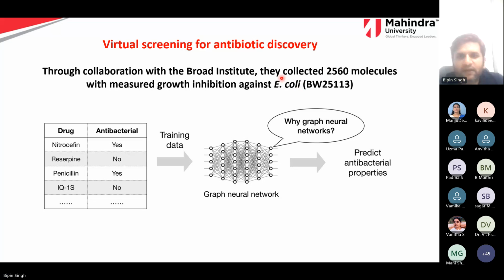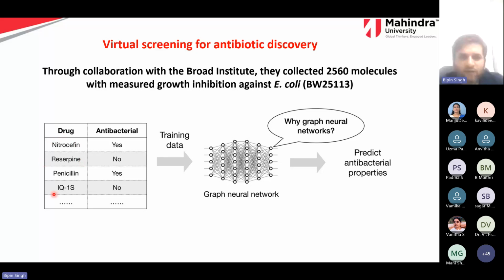coli. So what they have done, this is a simple kind of table. In one column, you put all these 2560 molecule names, and in the other column, because you have experimental data about these 2560 molecules through lab, you code whether it's antibacterial or not by some assay which you have done on E. coli. Then you can say yes or no for all these 2560 molecules.